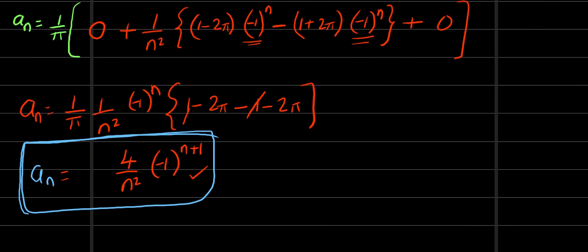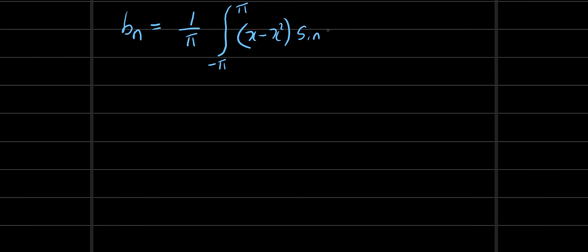Okay, moving ahead. So tell me what to find next. Yeah, of course, bn. So bn will be 1 by L, but L is pi, integral given limits, and the limits are minus pi to pi, and f of x is x minus x square, and sine n pi x by L, but L is pi, so we have an advantage, we write nx. Okay, now look at this. It's in the form of a polynomial and trigonometry. So the best method is Bernoulli's method.